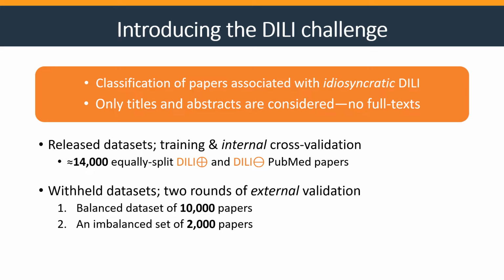So I think it would be useful to start with a short introduction to the challenge. Here we want to classify papers that are associated with unexpected drug-induced liver injury. In order to do that, we only have access to titles and abstracts. So during this work, there are no full texts considered.